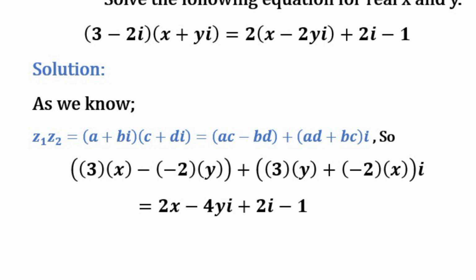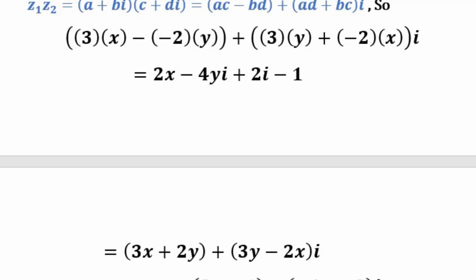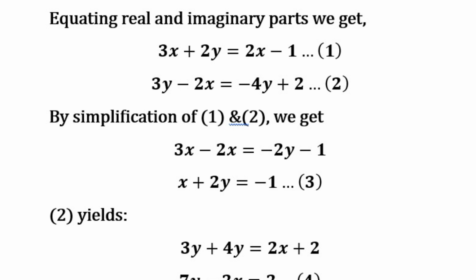Solve the following equation for real numbers x and y. Equation is given: (3 minus 2 iota) into (x plus y iota) equal to 2 into (x minus 2y iota) plus 2 iota minus 1. We will multiply the two complex numbers by using the multiplication formula. We will get 3x plus 2y plus (3y minus 2x) into iota equal to 2x minus 4y plus 2 iota minus 1. We will separate real and imaginary parts.